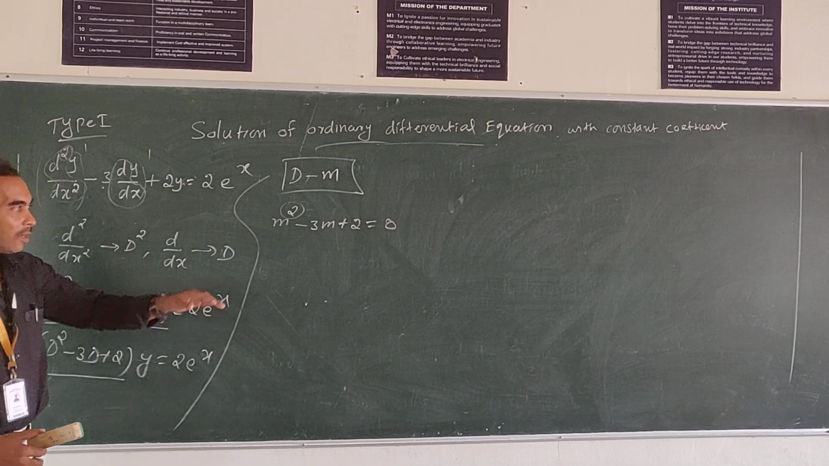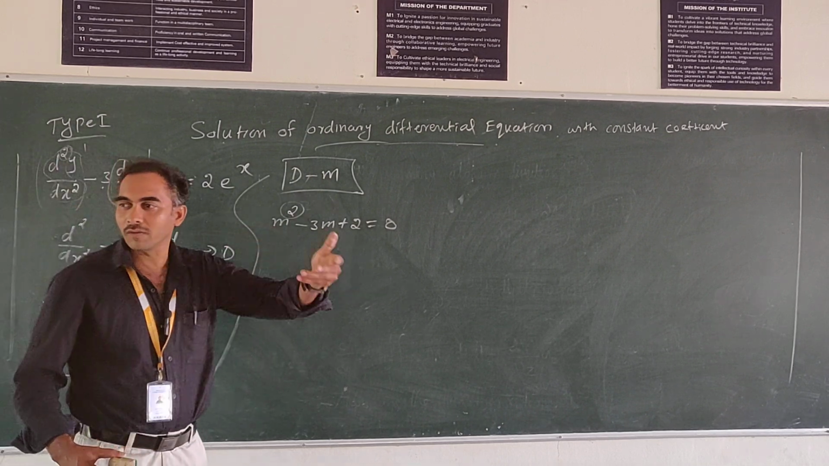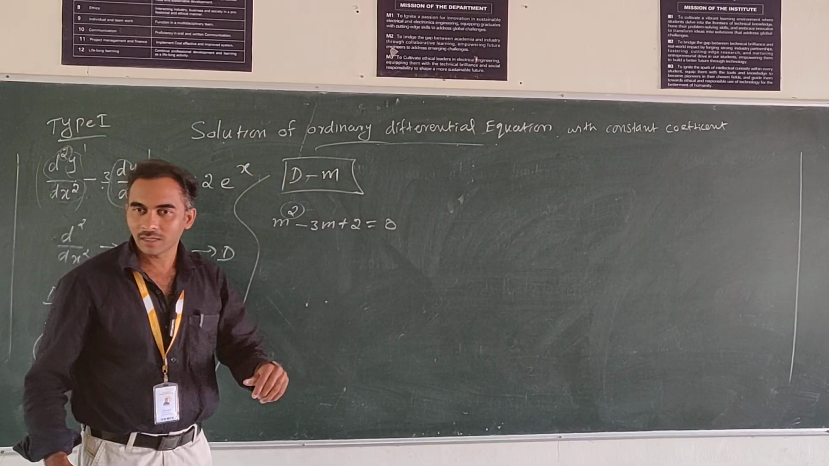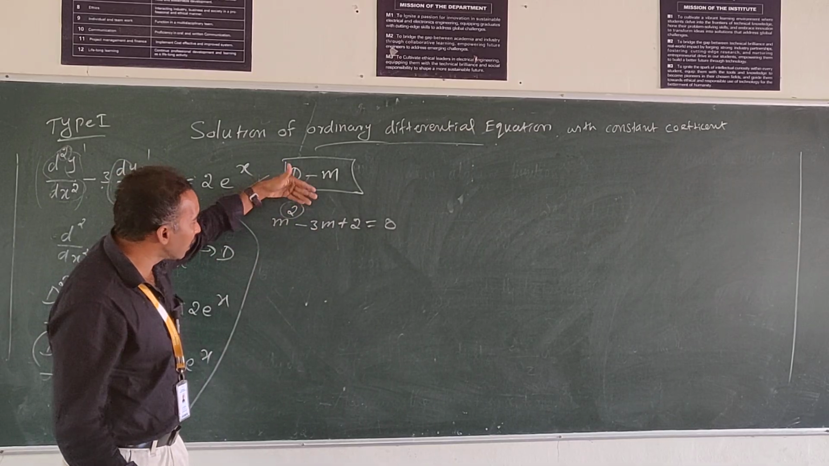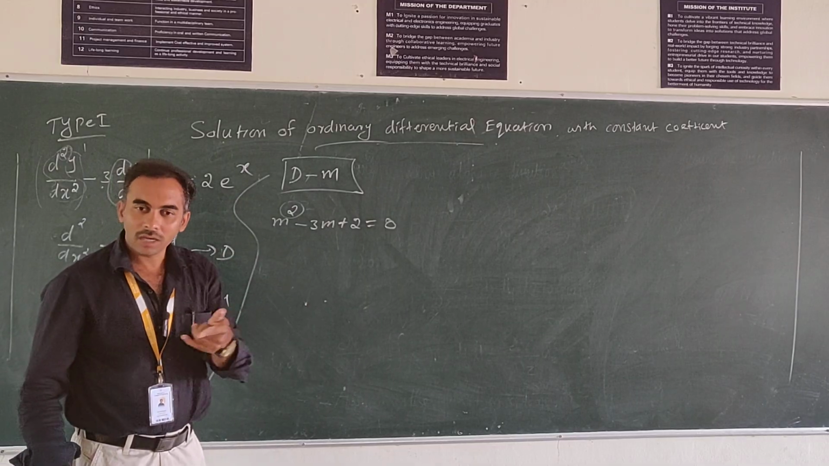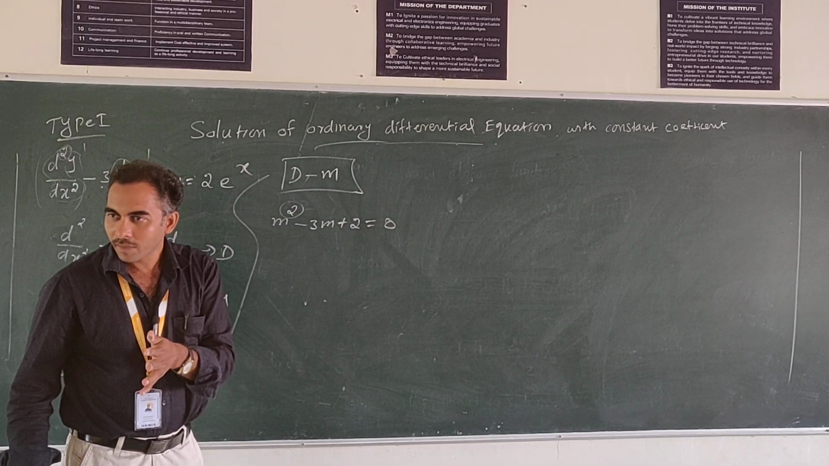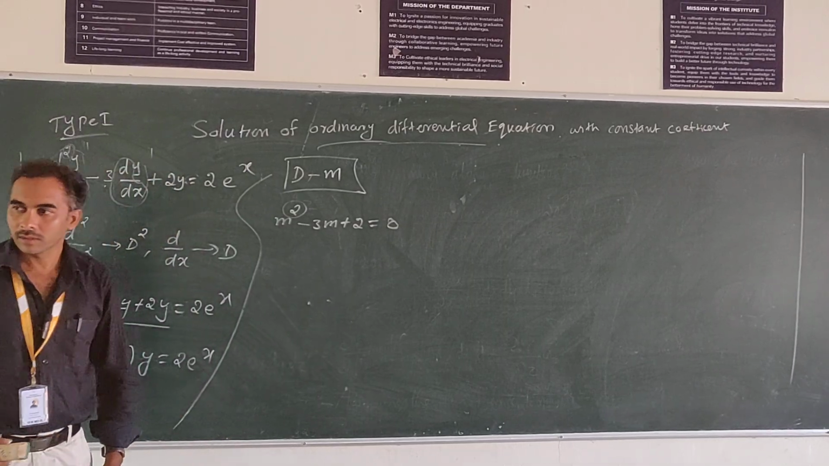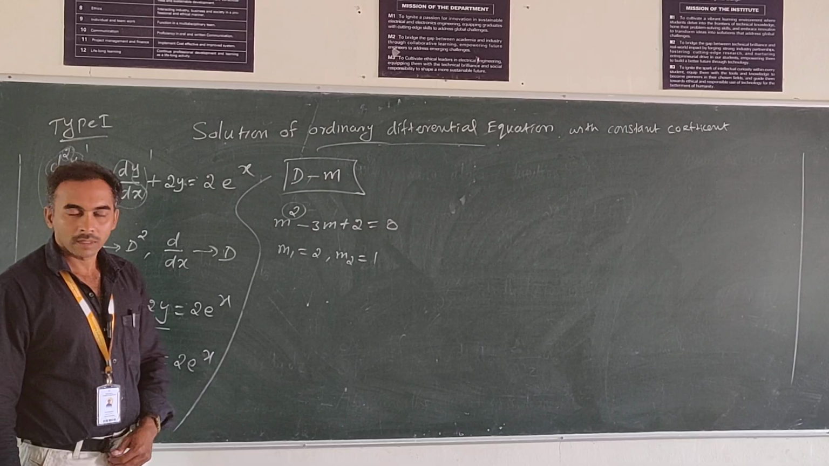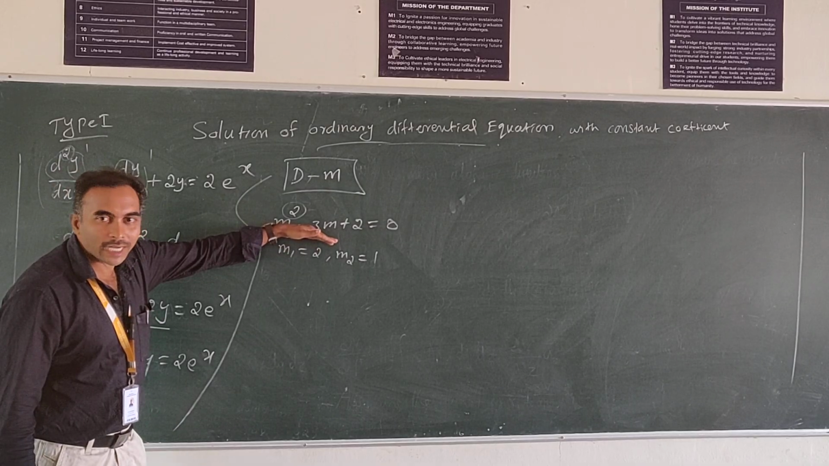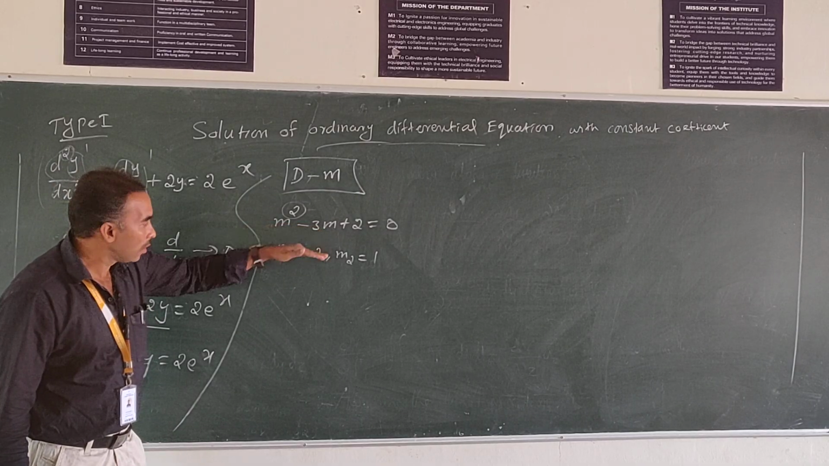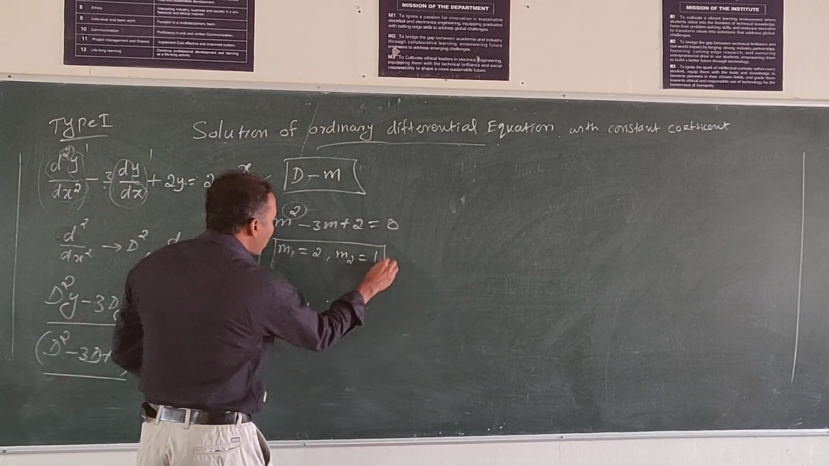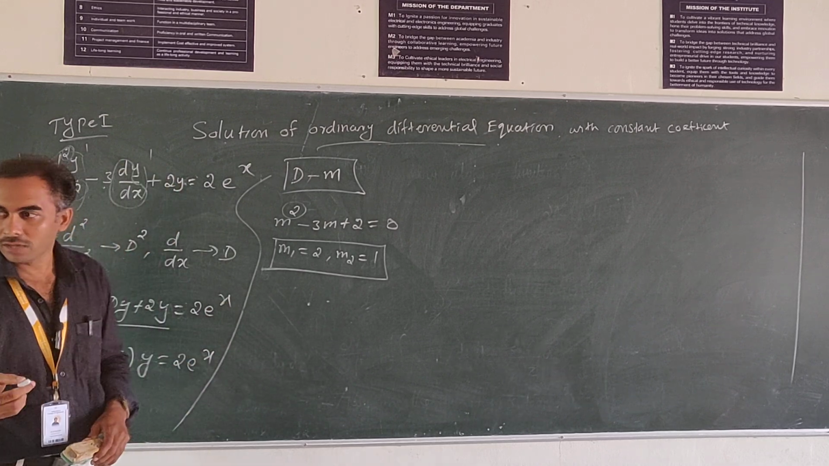How many m values will we get? If the highest power is 2, we will get 2 values. If the highest power is 3, we will get 3 values. Do you have a calculator? If anyone has a calculator, take it. After solving this quadratic equation, we get 2 values: m1 equal to 2, m2 equal to 1. So these 2 values are different.